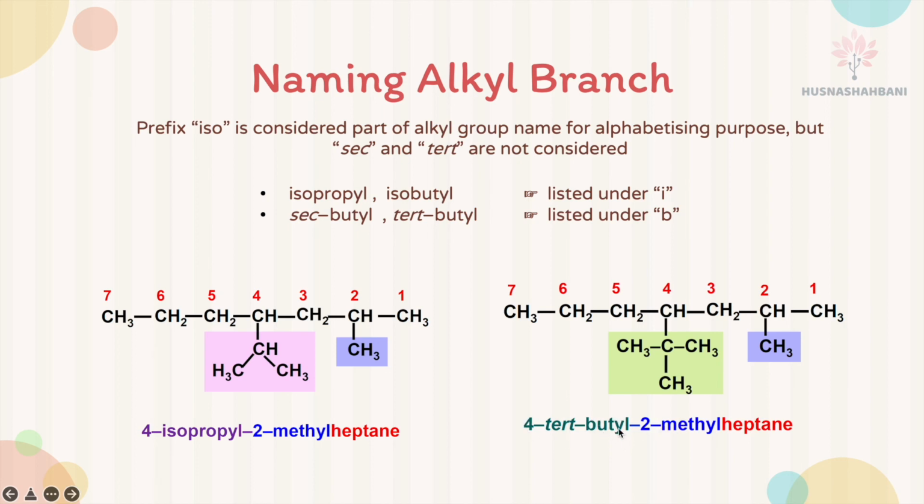Here, 4-butyl 2-methyl, we put 4-butyl first because it is B. We ignore T. Sec and third are not considered. So 4-third butyl. So B first and then M. So the name is 4-third butyl 2-methyl, not 2-methyl 4-third butyl. Okay, according to the alphabetical order, B first and then M.